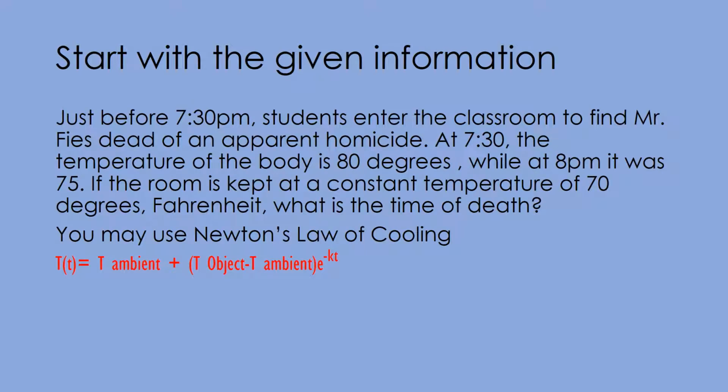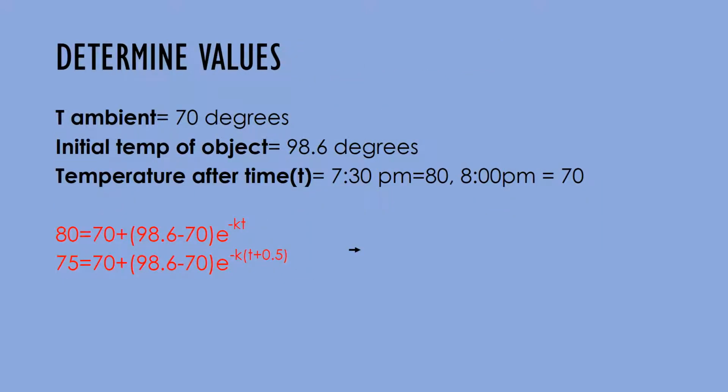To start off, we begin with the given problem, and we write out the given formula, which in this case is the following. Once we have read the problem and written out the formula, we can determine values. We know that T ambient equals 70 degrees as it is given in the problem, and we can also say that the initial temperature of the object is 98.6, as that is the normal body temperature. And we are also given the temperature after time, which in this case is 80 at 7:30 and 70 at 8 p.m. Once we have determined these values, we can write an equation based on the information we have so far.